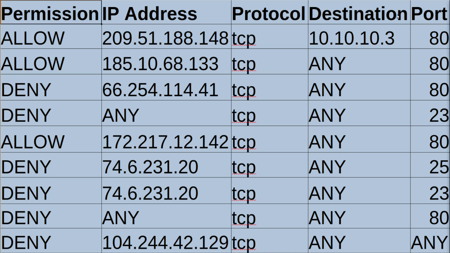Then we have the destination address. So this is the IP address of the machine that is actually on your network that the traffic is going to be sent to. And then finally, we have the port. So this is the type of connection that is being established. And the order of these rules is also very important, because firewall rules are processed from first to last. So for example, on the seventh line here, I have a firewall rule that is essentially blocking all HTTP traffic from all websites to all of the hosts that are on the network.